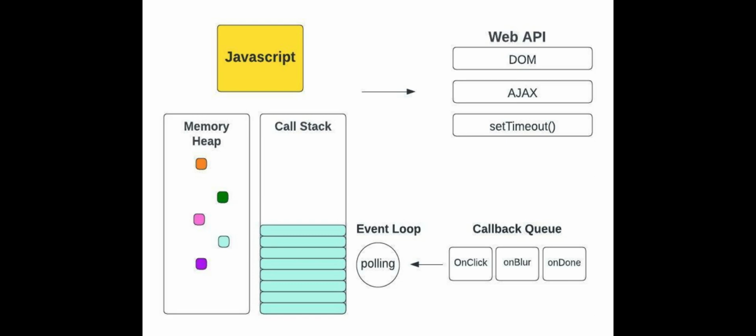Talking a bit more about how the event loop communicates with the call stack and the callback queue. It checks if the call stack is free. Free means whether it has available space or memory to pick up some programs or functions which are available in the callback queue and put them in the call stack.